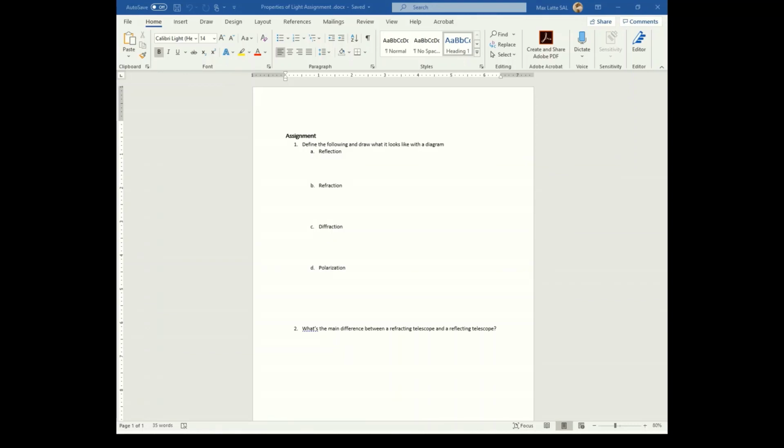Hey guys, so I want to start off by going through the assignment questions: find the following and draw what it looks like in the diagram. So I'll start off by drawing. This is reflection, and this is a normal line right here. Reflection is just when light bounces off the surface, stays in the medium, and angle 1 is equal to angle 2. So it bounces off the surface and stays in the same medium.